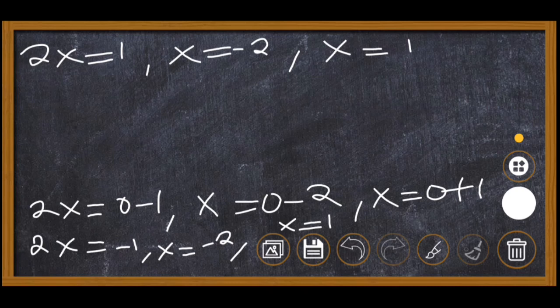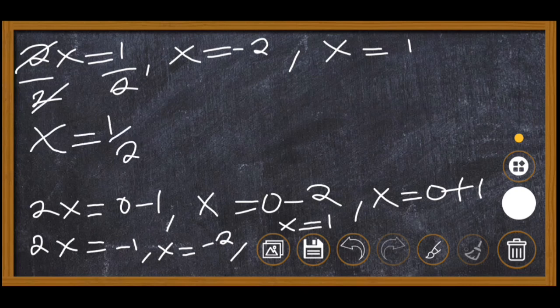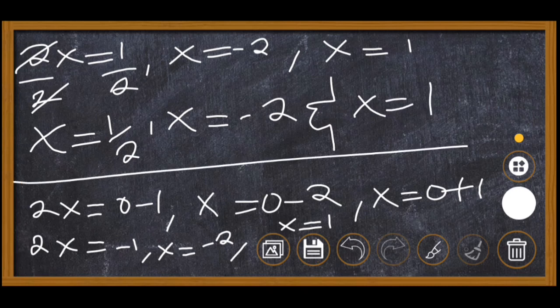So in this case, let's divide both sides by 2, so that we cancel this and that, and then we remain with x equals 1 over 2. And then also x equals negative 2, and also what? x equals 1. So these are our values. In this case then, it means we have solved this completely. So these are our values. Then it means the polynomial has been solved completely.